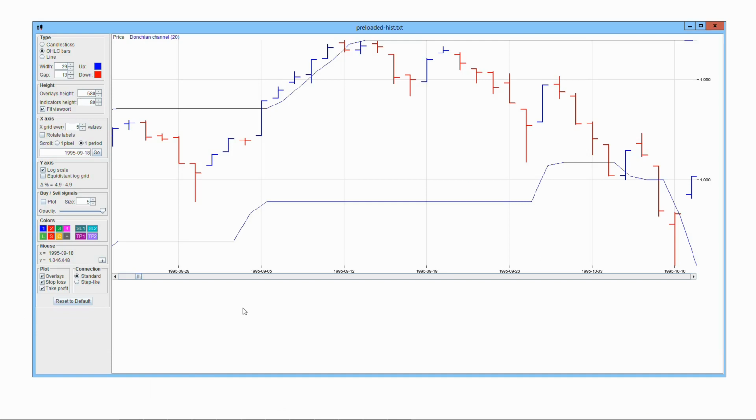As explained and exemplified in the charts chapter of the manual, the correct way to chart breakouts is through the step-like option, not the standard one. This is exactly what we will do here.